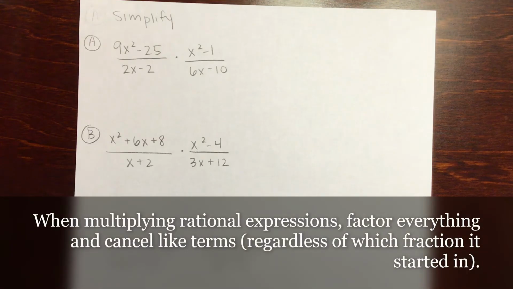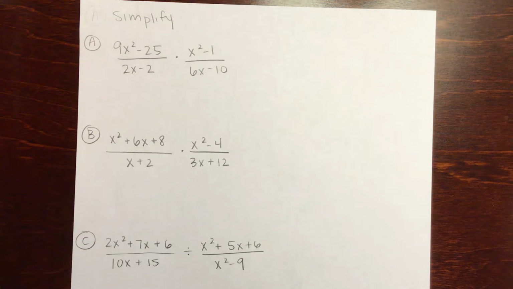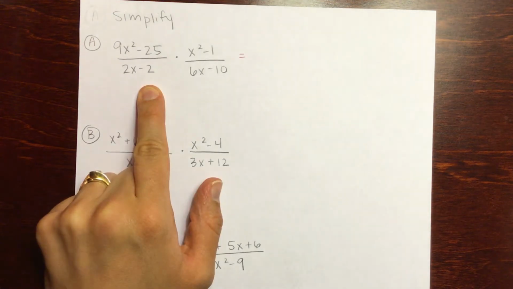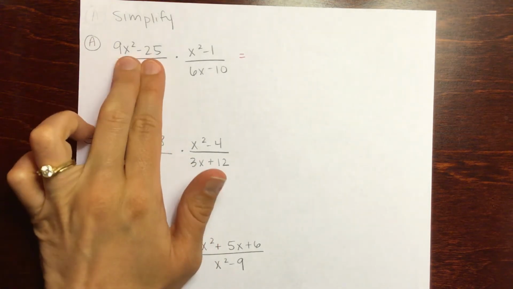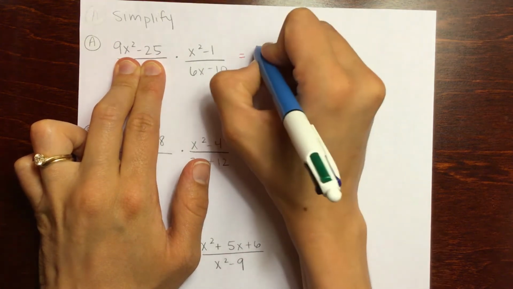When multiplying rational expressions, you want to factor everything and then cancel like terms, regardless of which fraction it started in. Let's do some examples. Factor everything. My first numerator is a difference of squares.